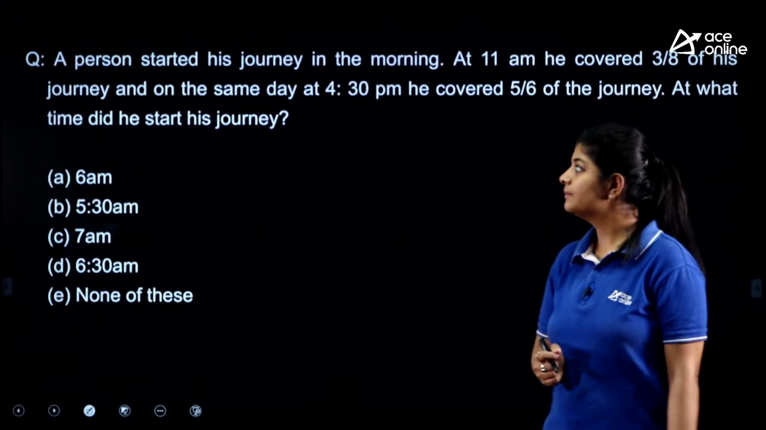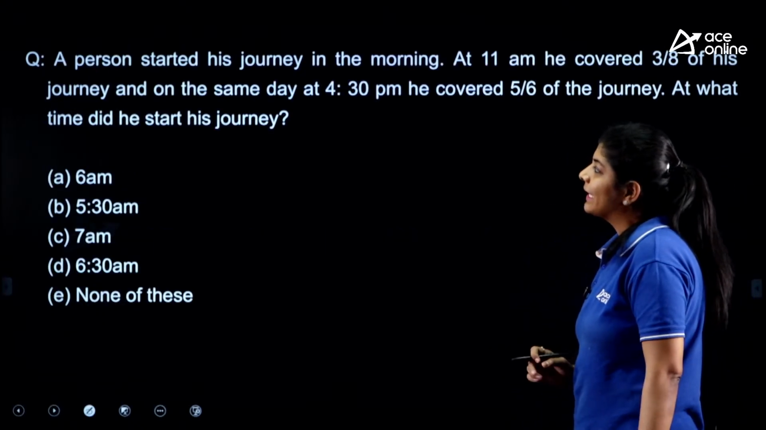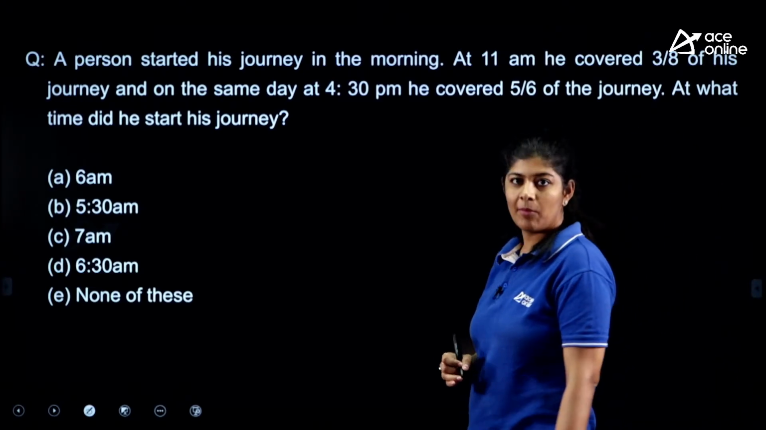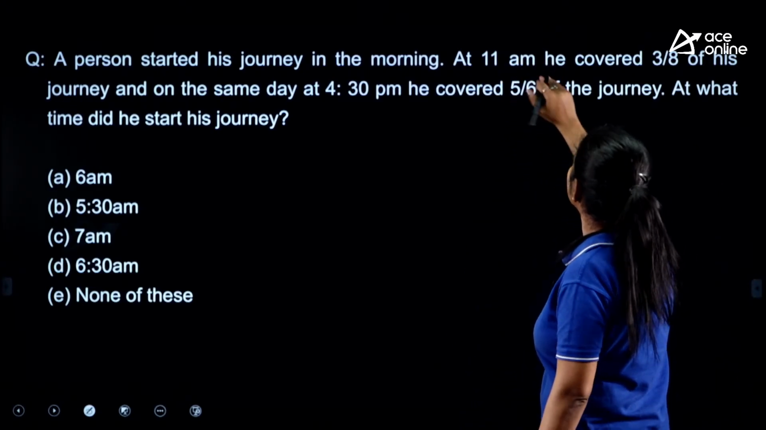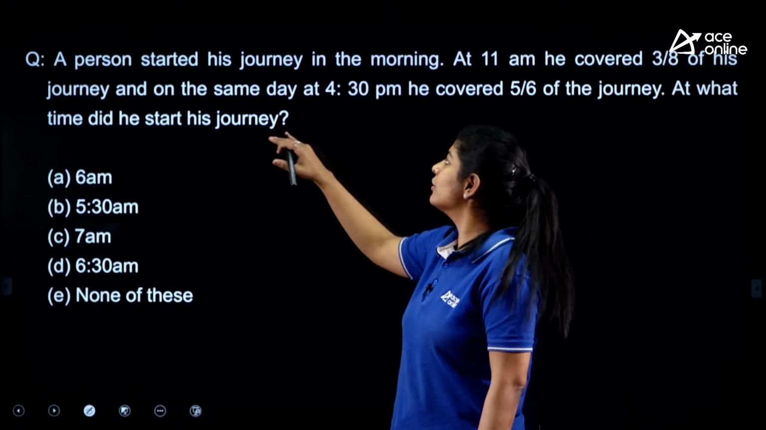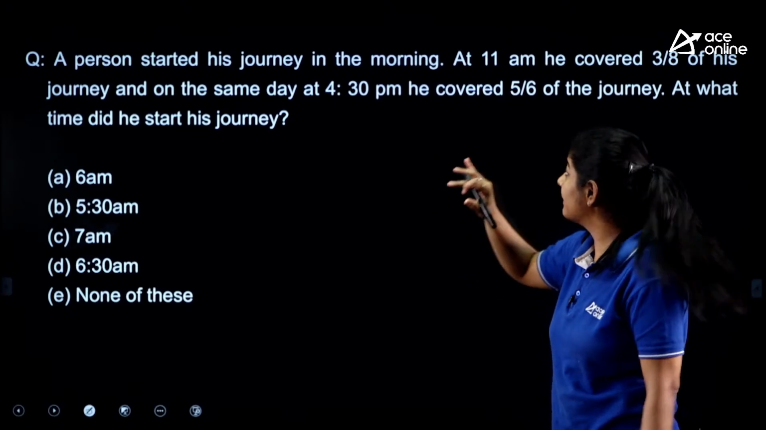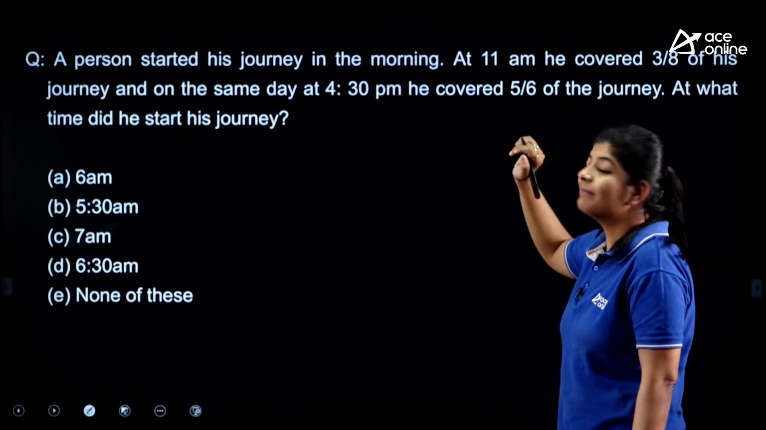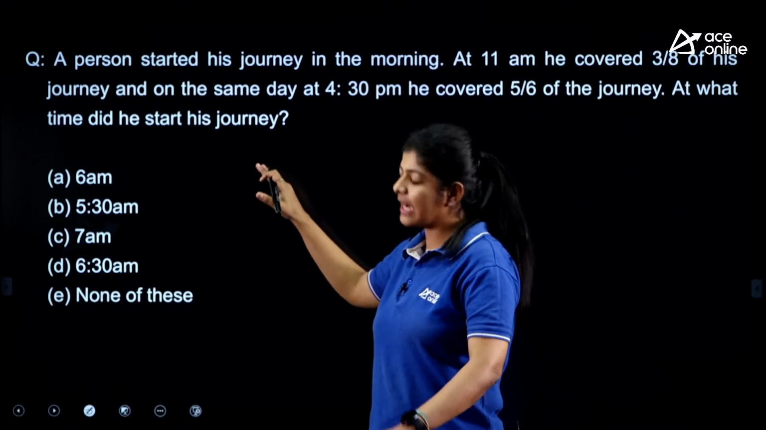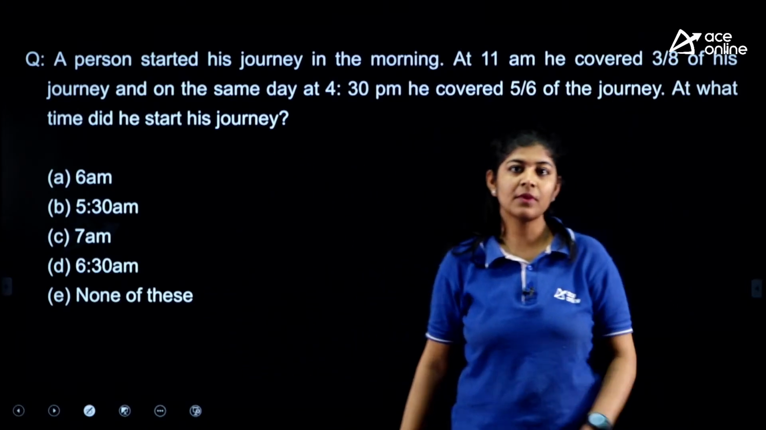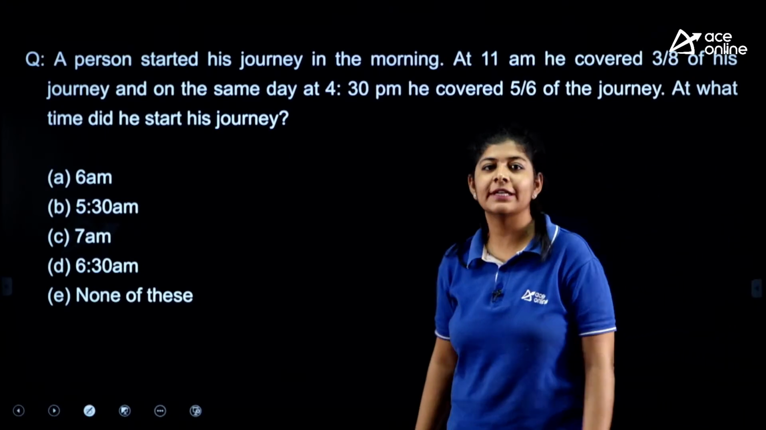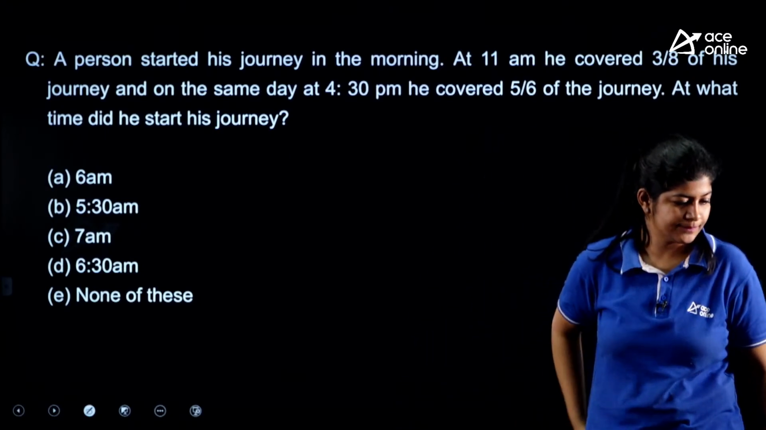Next one. The next question is saying that a person started his journey in the morning. At 11 am, he covered 3/8 of his journey, and on the same day at 4:30 pm, he covered 5/6 of the journey. At what time did he start his journey? What we have to do? We have to find out at what time he started his journey.